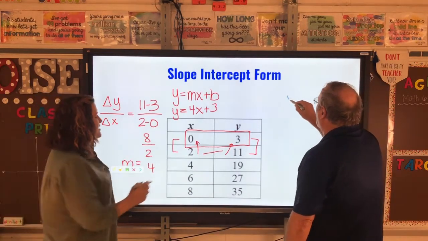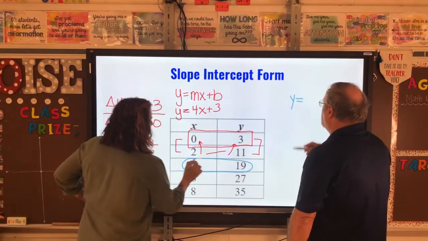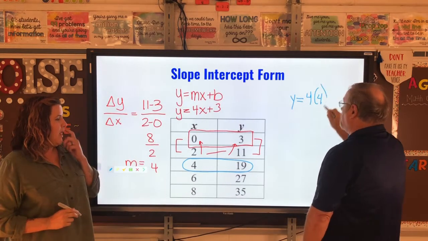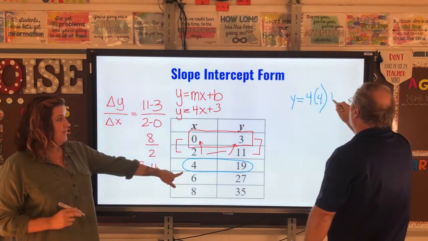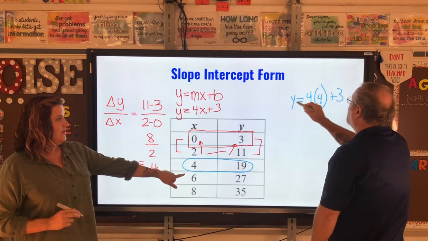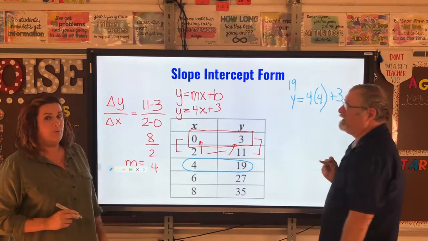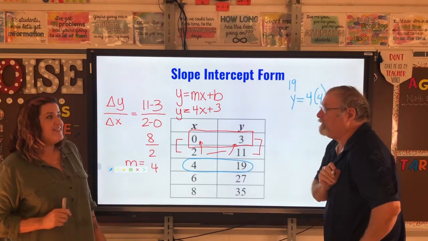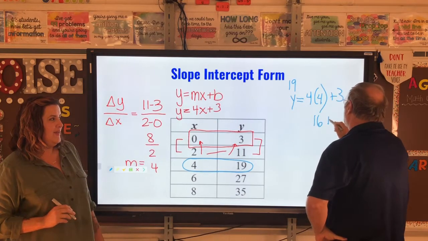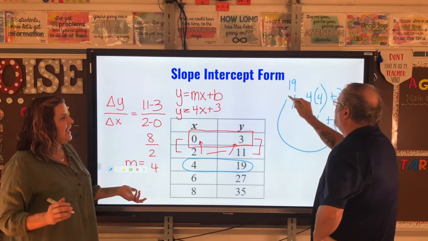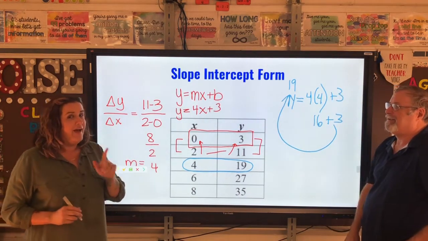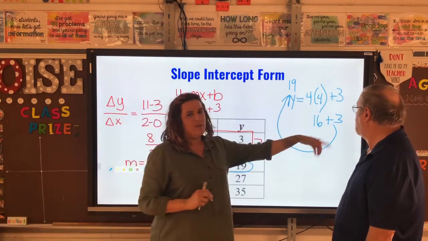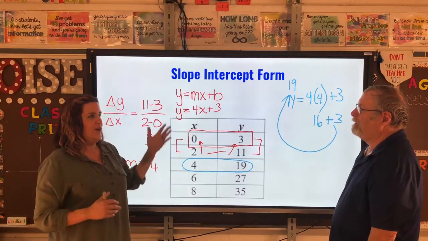Okay, so we have y equals 4 times 4, because that's the x. And plus 3 better give me 19. Well, let's see. Order of operations: 4 times 4 is 16, plus 3 is 19. It worked. Because this line falls into place with this formula, that point is on the line.